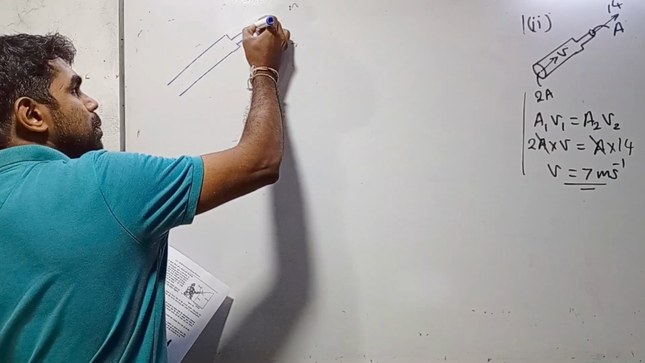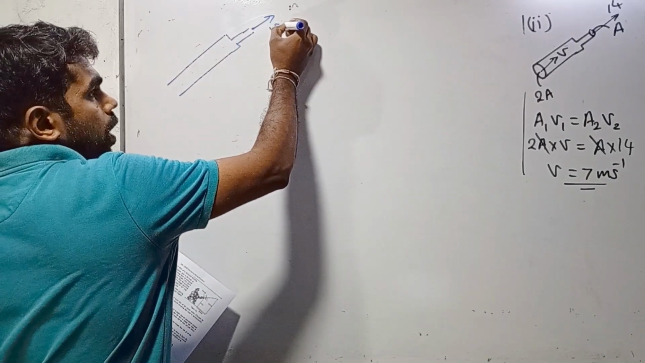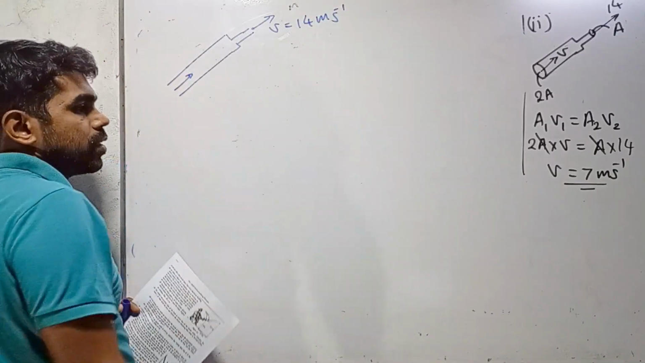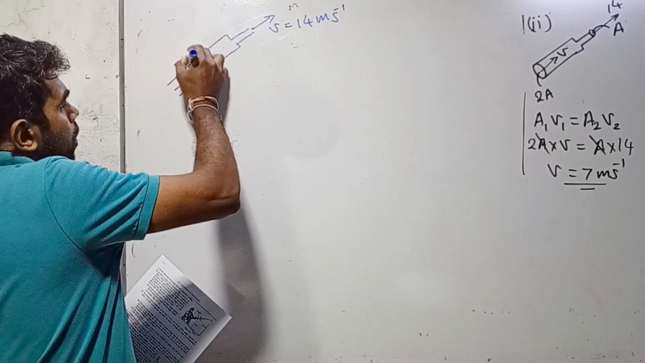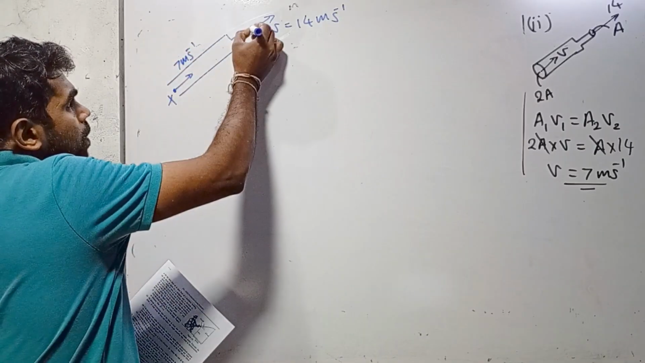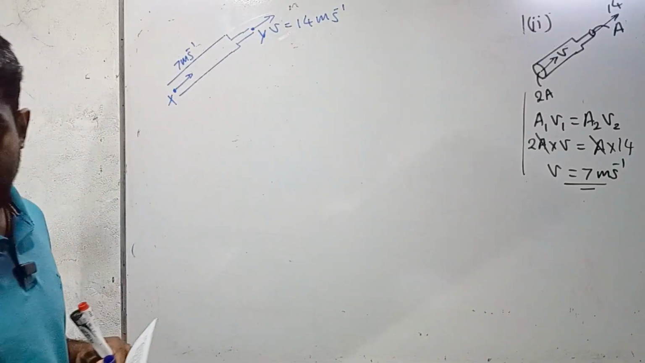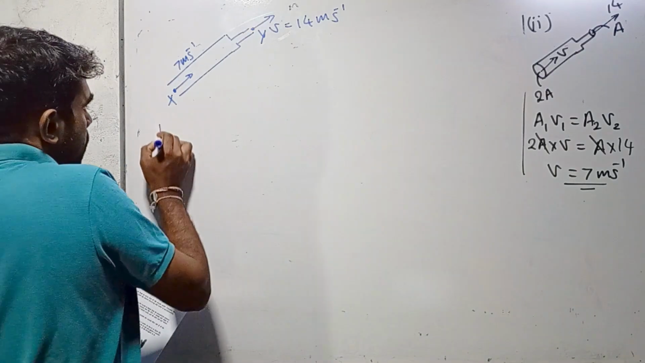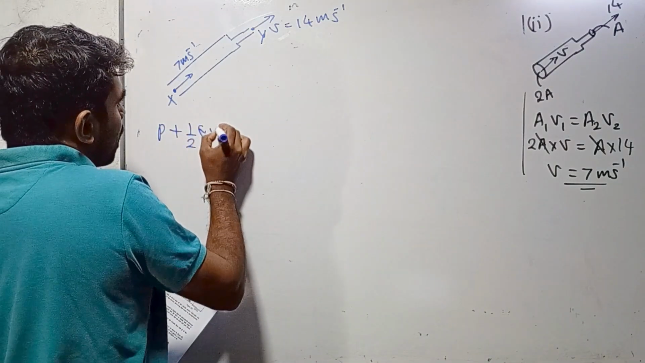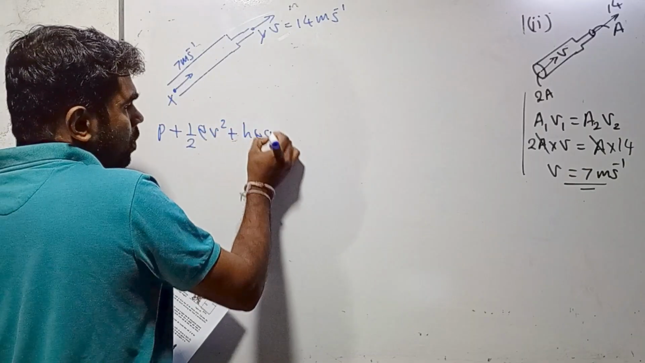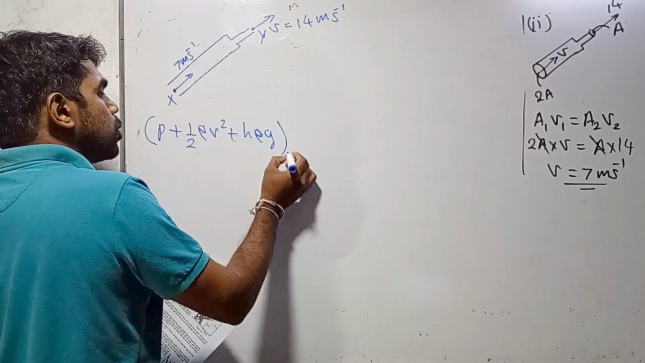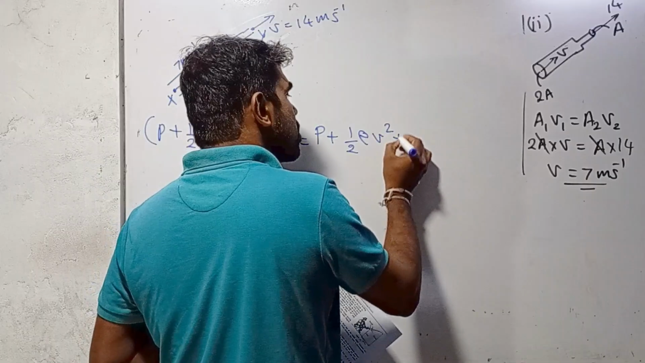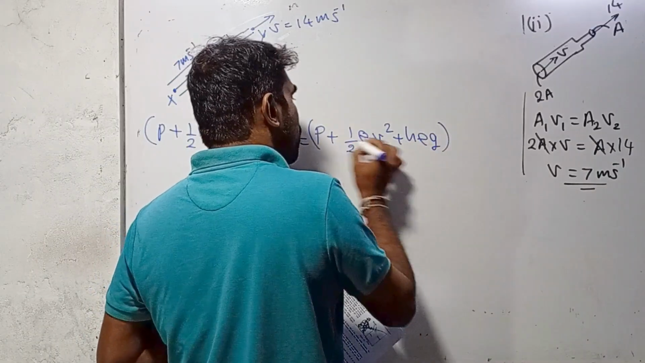We know that velocity at this place is 14 meters per second, and velocity at this place is 7 meters per second. Then we can apply Bernoulli's principle between point X and point Y. We can write P plus half rho V squared plus h rho g at point X should be equal to P plus half rho V squared plus h rho g at point Y.